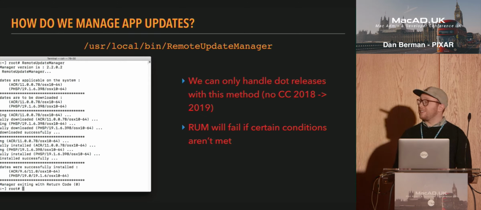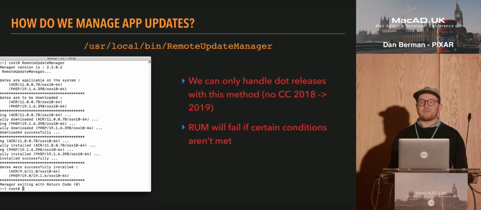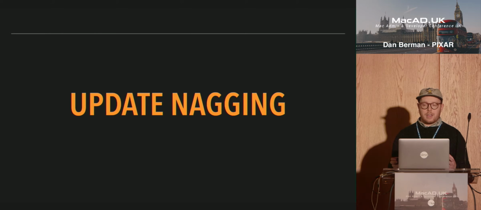And RUM will fail if certain conditions aren't met. That's basically a nice way of saying that RUM kind of fails a lot. RUM will fail if there is an Adobe app open, if you have a pending reboot, or if the user wore a yellow shirt that day, or if you're in a waxing moon phase. It's a little finicky. Since the Creative Cloud desktop app is a lot better and more reliable at doing updates, but it's not programmable, we wanted to use a little bit of both. And so we did this thing called update nagging.